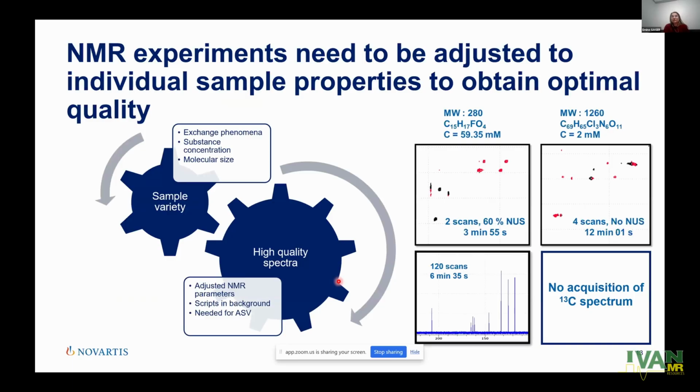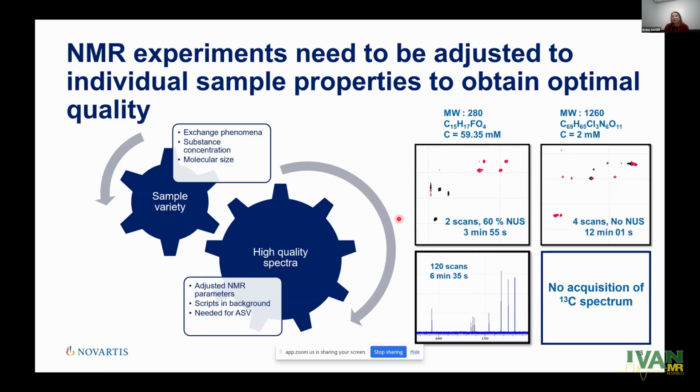Why do we need to adjust this parameter according to the sample? We have sample variety in our case. You can have a very small molecule, you can have a very big molecule with the ALT and peptide. So we cannot use standard parameters for this high variety of samples. So this is why we adjust the NMR parameters. This is very important if you have a script in the background and if you use ESV.